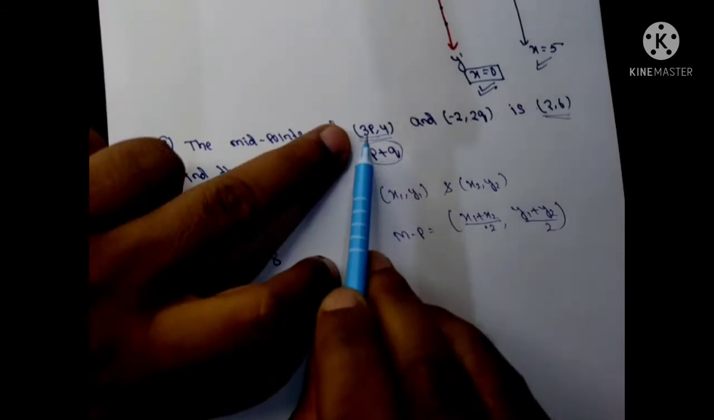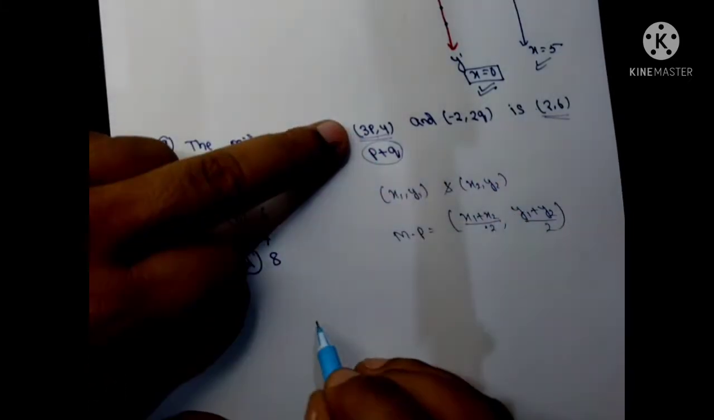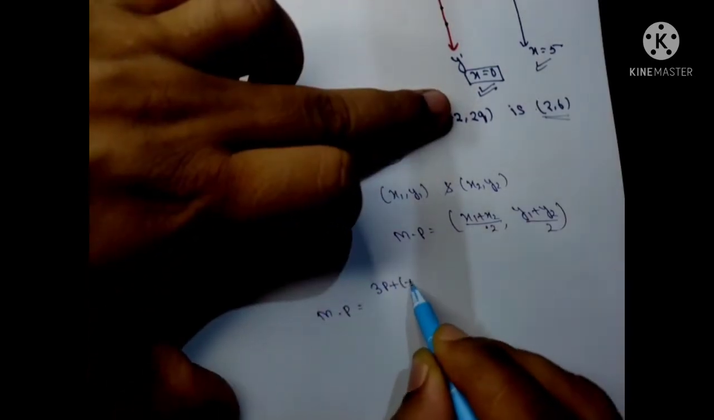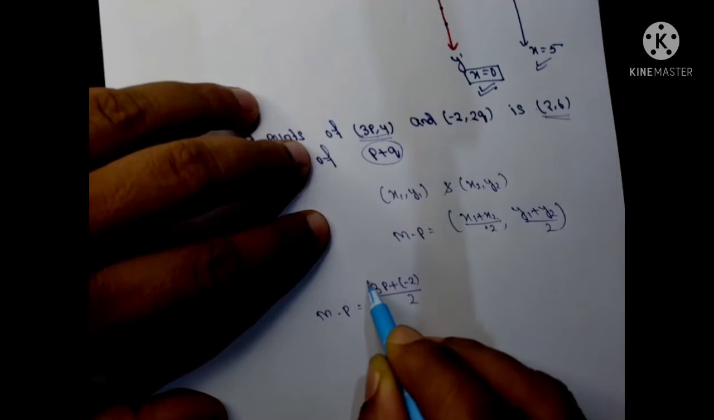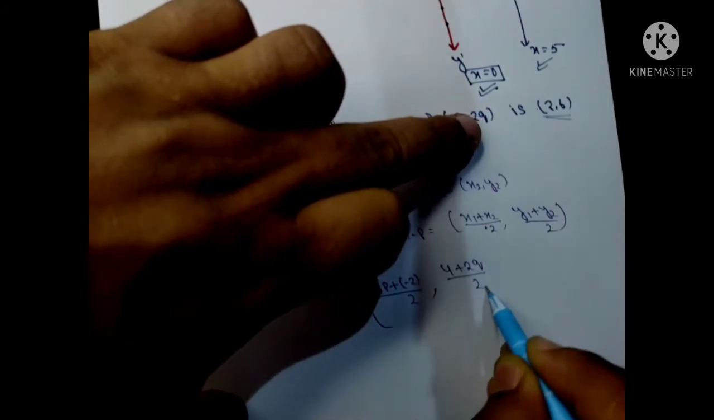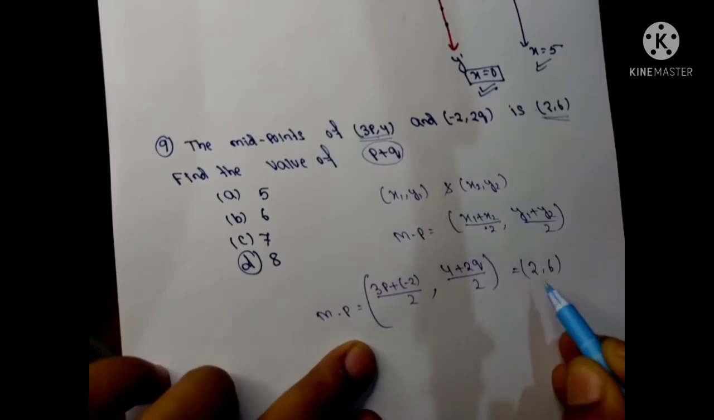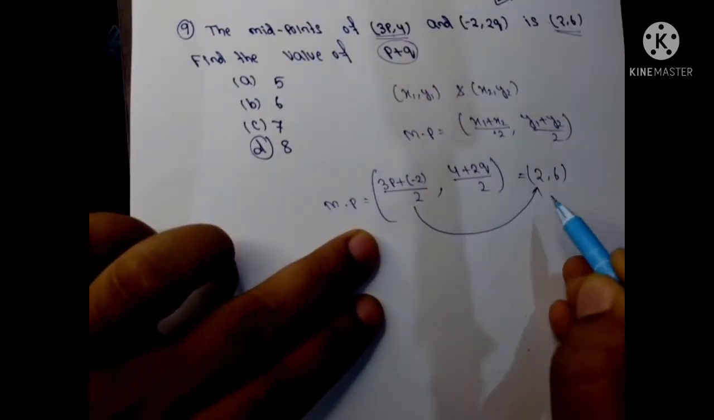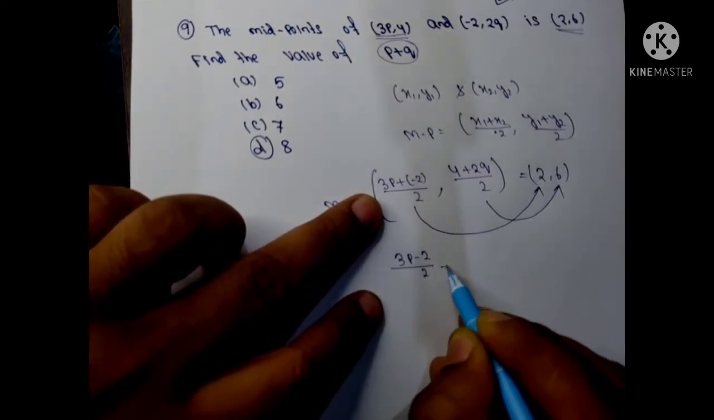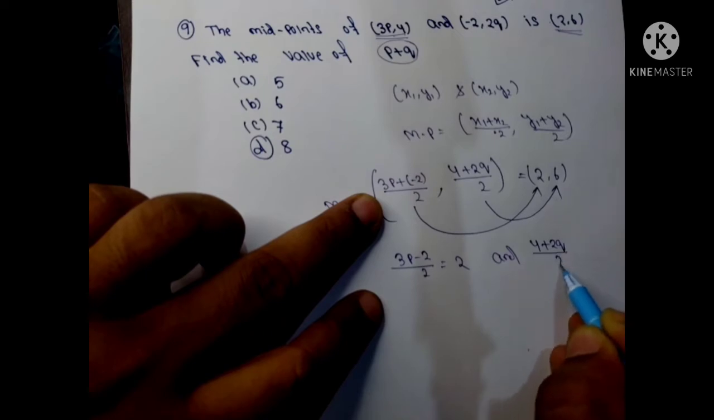Similarly, compare this point as x1, y1 and this point as x2, y2. Then their midpoint will be x1, that means 3p, plus x2, that means minus 2, by 2, and the y coordinate will be 4 plus 2q by 2, but its midpoint is given as 2, 6. This point is equal to 2, 6. So its x coordinate will be 2 and the y coordinate will be 6. So 3p minus 2 by 2 is equal to 2 and 4 plus 2q by 2 is equal to 6.